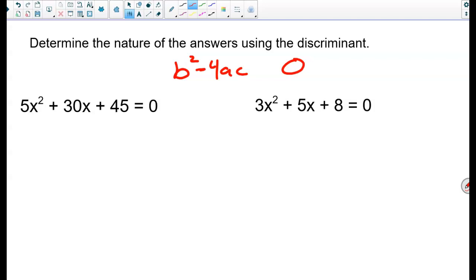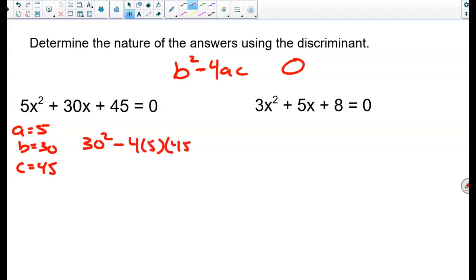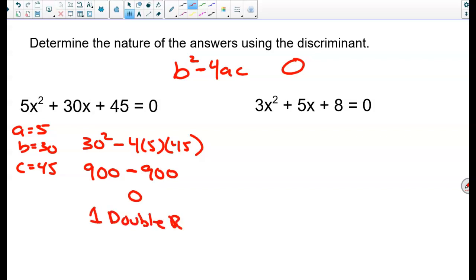So here, you can divide a 5 out of here if you want to make all your numbers lower, or you can just work with the numbers as is. It's really up to you. I'll work with them as is here. 30 squared minus 4 times 5 times 45. 30 squared is 900. 4 times 5 is 20. 20 times 45 is 900. We get 0. My answer is 1 double root. I'm going to circle my answer like that's what I want written down.